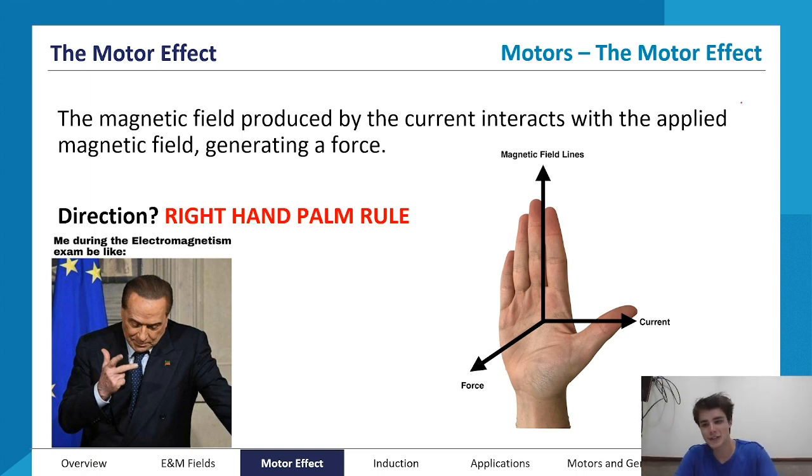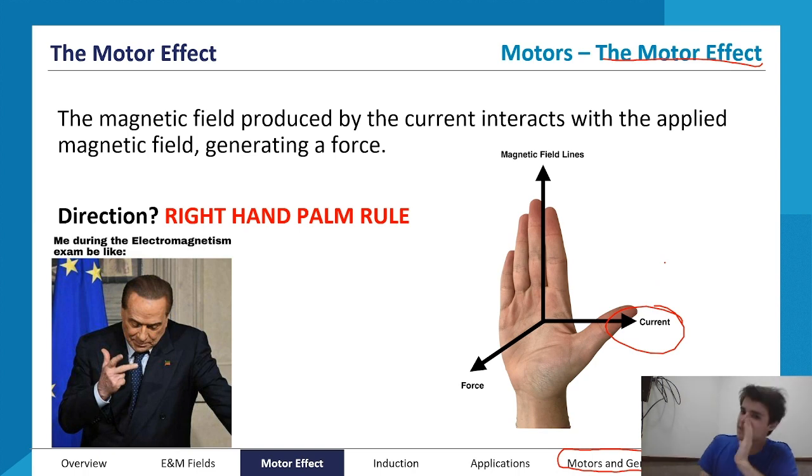Now, if you're particularly cheeky, you will have noticed that this topic is called the motor effect. We won't actually talk about motors until the very last topic, but the reason it's called the motor effect is because you've got a force being applied to a wire, i.e. a force being applied to a whole thing at the same time, rather than just a single particle. The way you figure out the direction of this force is through the right hand palm rule. It works the same way as our right hand rule for forces on single particles. The only difference is instead of the direction of the particle, it's the direction of the current, which is basically the same thing, right?